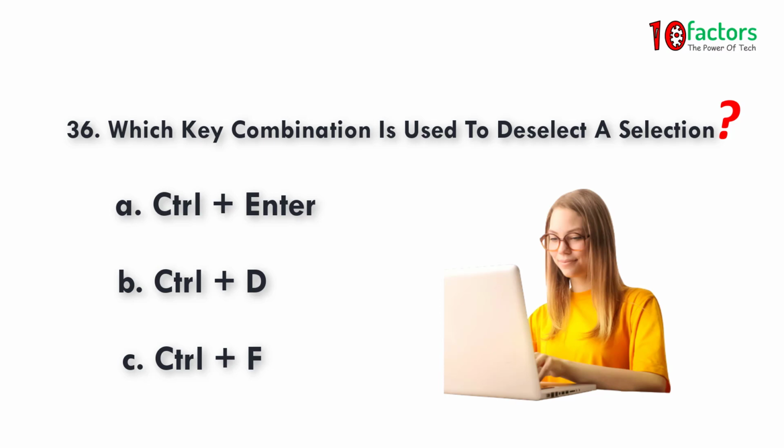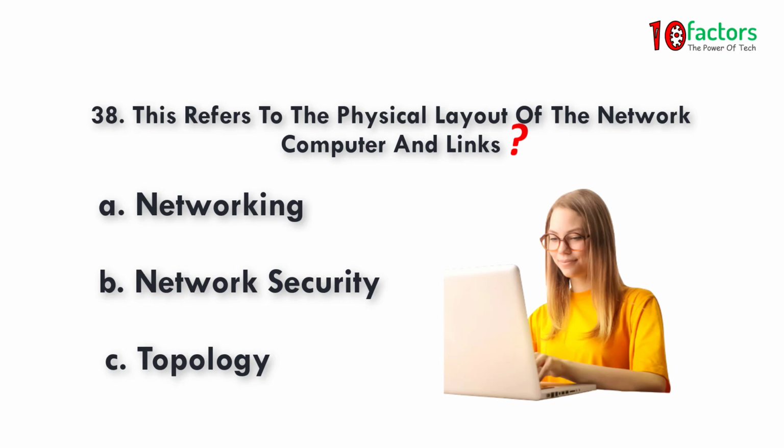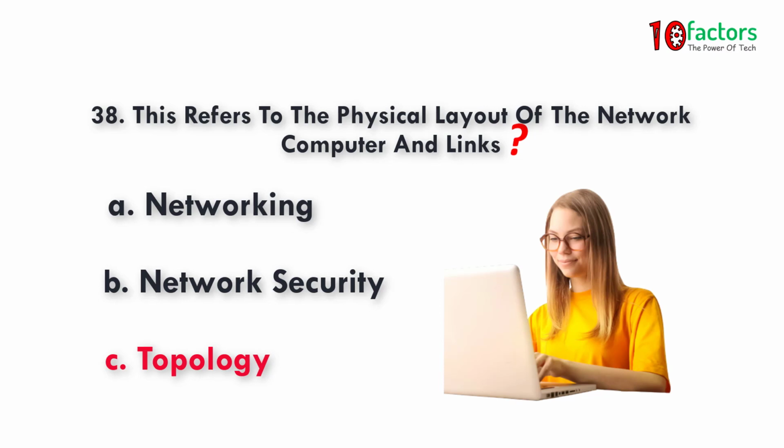Question 36. Which key combination is used to deselect a selection? A. Control plus Enter. B. Control plus D. C. Control plus F. Right answer, B. Control plus D. Question 37. Cable television is an example of: A. 1. B. Man. C. LAN. Right answer, B. Man. Question 38. This refers to the physical layout of the network computer and links. A. Networking. B. Network security. C. Topology. Right answer, C.